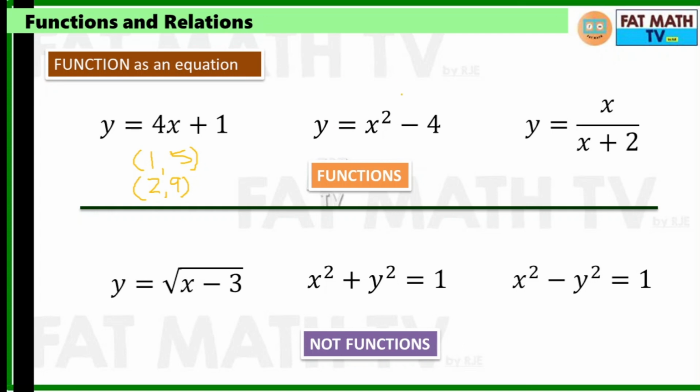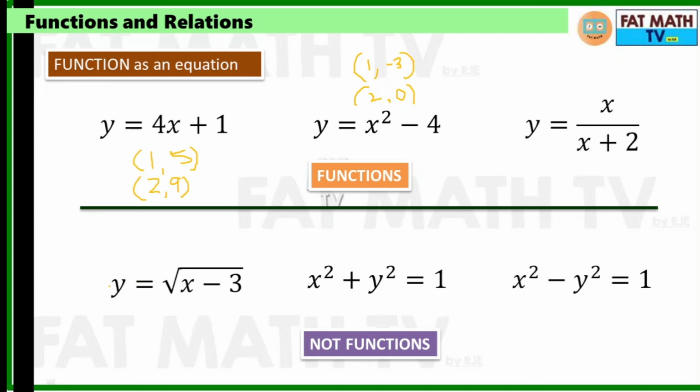Same here. If x is, for example, 1, 1 squared minus 4, that's negative 3. So 1 is being paired to negative 3, and no other pair, only negative 3. How about 2? If x is 2, 2 squared minus 4, that's 0. So 2 is being paired to 0. No other pair for 2. Same here in the last example. For each value of x in the domain, there's only one pair from the range.